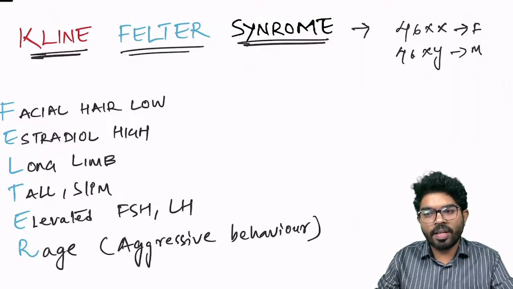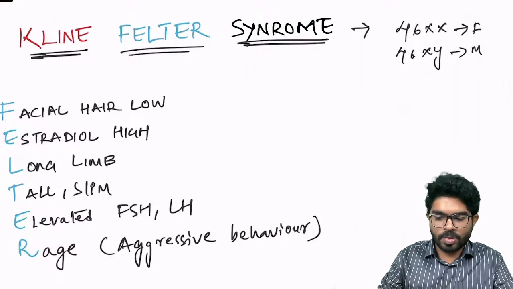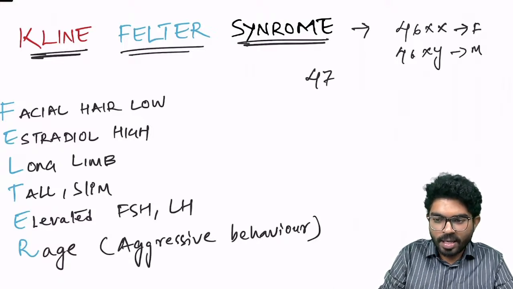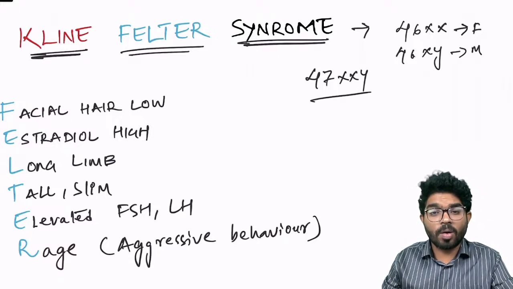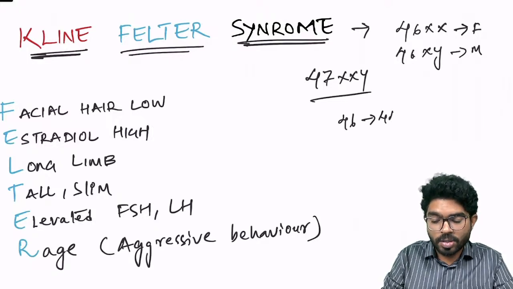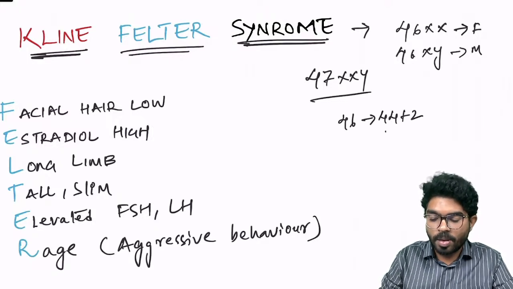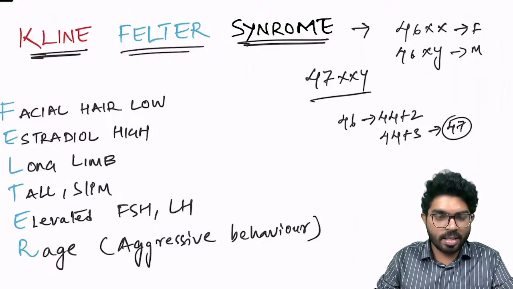Instead of having 46 XX, these individuals are going to have one extra sex chromosome, so that is 47 XXY. Instead of 46, that is 44 autosomes plus 2 sex chromosomes, these people are going to have 44 autosomes plus 3 sex chromosomes. Total number of chromosomes are going to be 47 in these individuals.